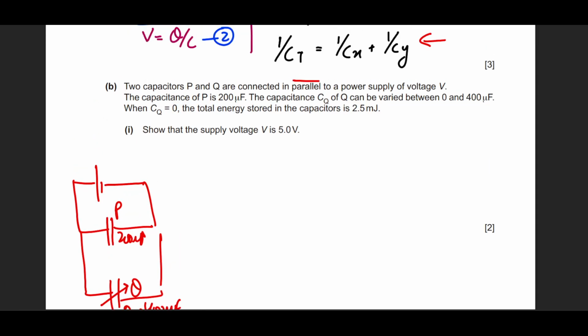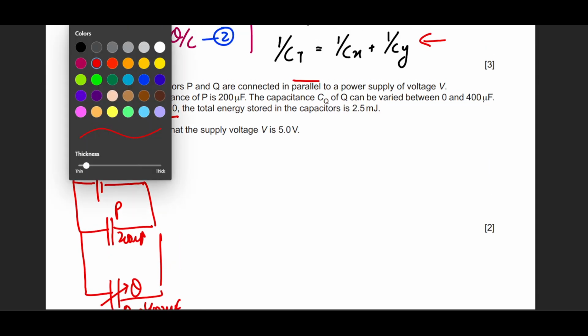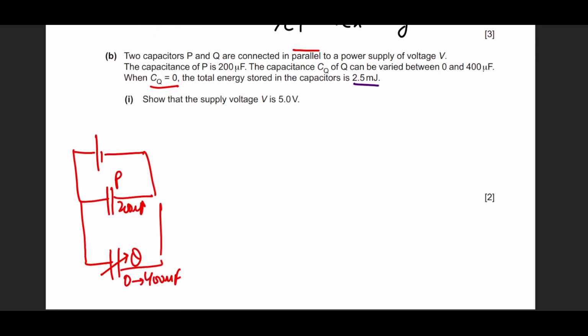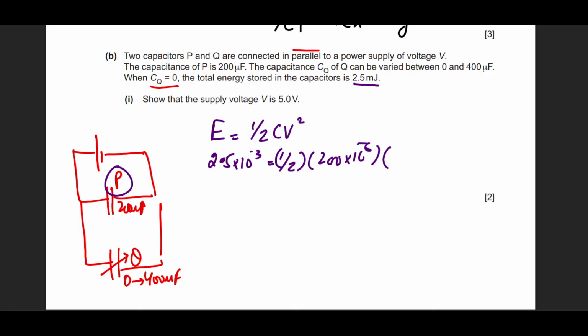He says that when Q is not a part of the circuit, when Q is 0, the total energy stored in the capacitor is 2.5. Okay, fine. So capacitor P will be the only element storing that energy. So we have the formula E equals half CV squared, right? So the energy is 2.5 into 10 raised to power minus 3 equals 1 over 2, capacitance is 200 microfarads, so 2 into 10 power minus 4, into V squared. So V, after taking the square root, comes out as 5.0 volts, and then we will say that it is shown successfully. Okay. All right, moving on to the next.